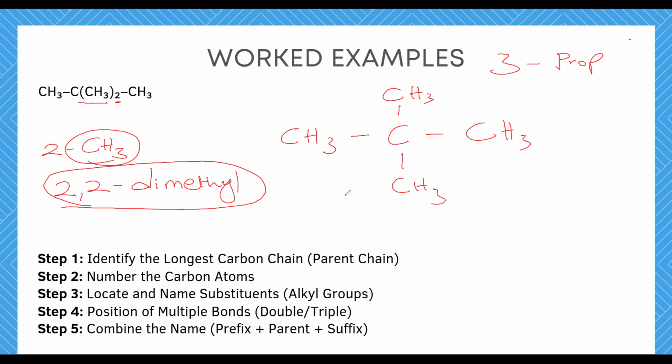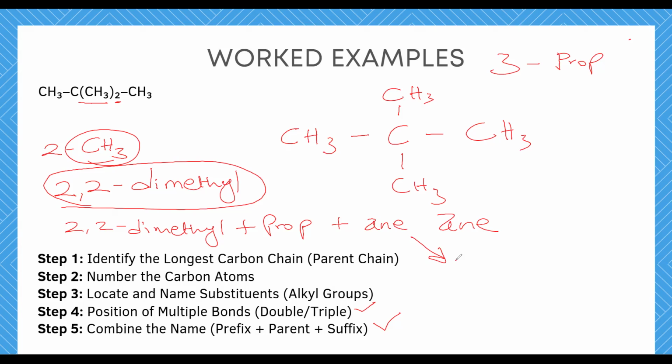Beautiful. 2,2-dimethyl. We've identified the suffix. And then we know that there are no multiple bonds. And the suffix now will be ane since it's an alkane. So adding everything together, we have 2,2-dimethyl plus prop plus ane. So altogether, the name becomes 2,2-dimethylpropane. Beautifully done.